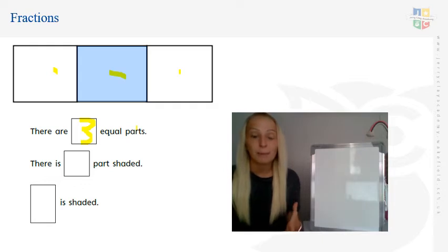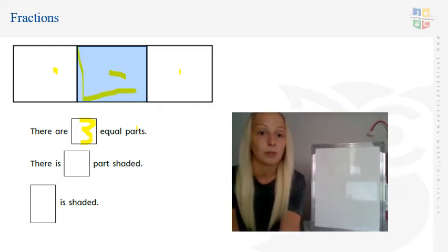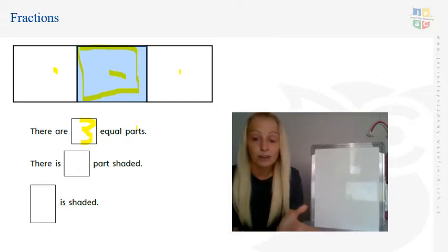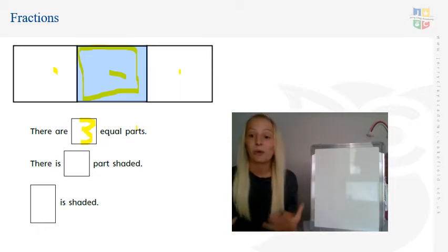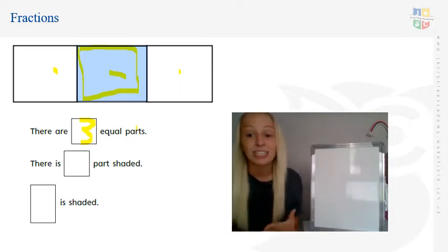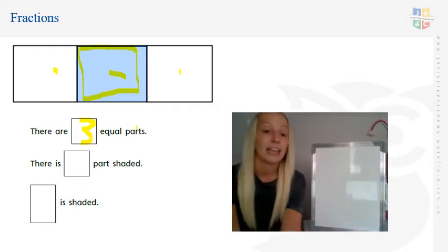There is something part shaded. Now here, that's the part that is the blue one here. Now that could represent the part that has been eaten. If it was a chocolate bar, it could be the part that has been taken away, the part that has been coloured in, just to say how many parts are shaded. So in this one, there is 1 part shaded.